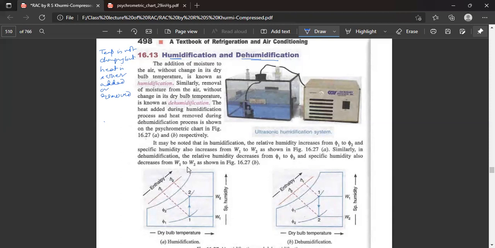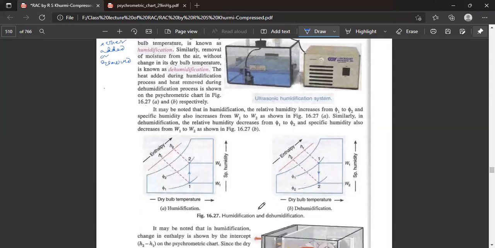So, in case of humidification, the relative humidity is supposed to increase, and specific humidity, that means the humidity per kg of dry air, is supposed to increase from W1 to W2. Similarly, in case of dehumidification, relative humidity will reduce from phi1 to phi2, and specific humidity also reduces from W1 to W2. Specific humidity is the mass of moisture per kg of dry air. So if you add moisture to a certain volume of the air-vapor mixture, the relative humidity as well as specific humidity both will increase, and if you remove the moisture, both will reduce as per your requirement.